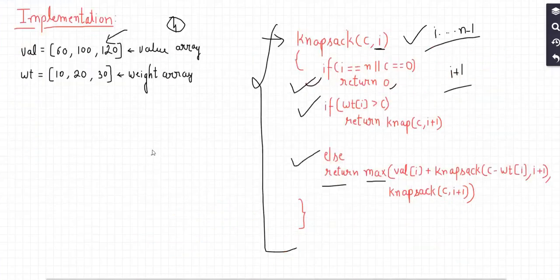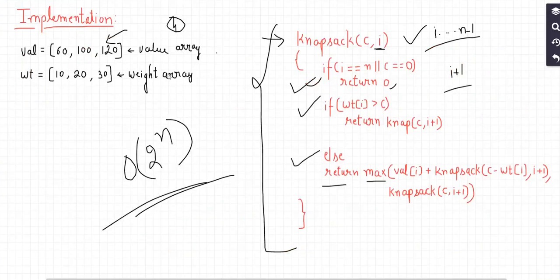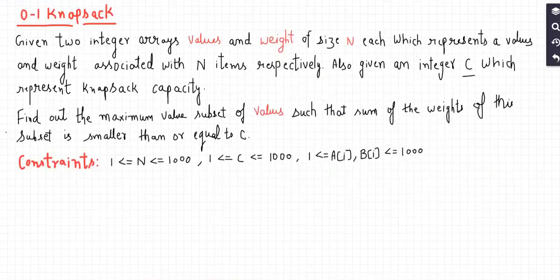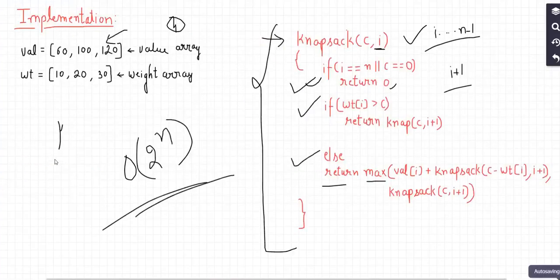So what is the time complexity? Big O of 2 raised to the power n, which is an exponential time complexity, and this will not work for the constraints that we have because n may go up to 1000. So 2 raised to the power 1000 will definitely exceed 1 second, which is the judge limit.